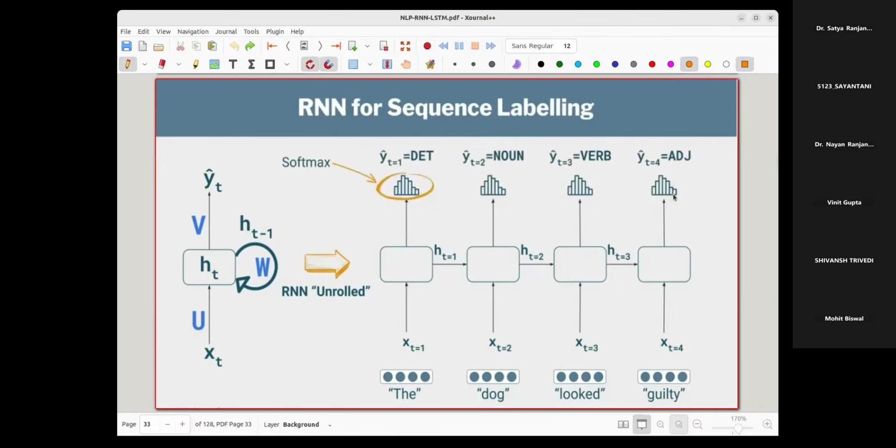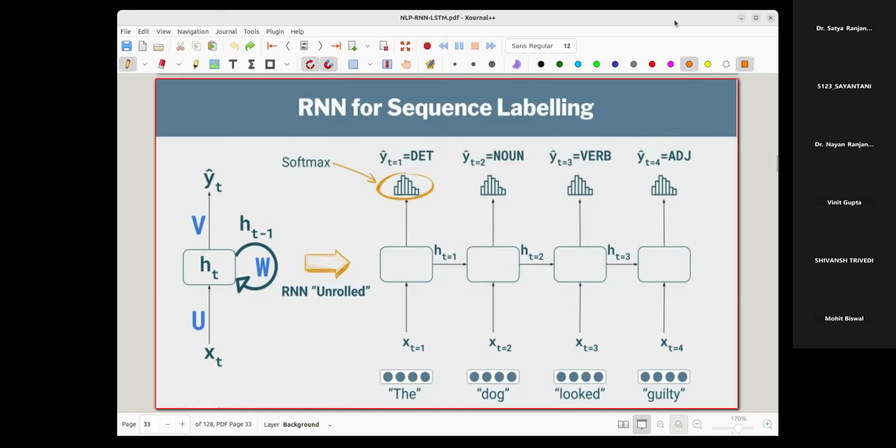And a sequence to sequence problem, for example, if you are going to do POS tagging, the problem is a sentence is given, that is "the dog looked guilty", and for each word we need the part of speech, whether it is a noun, verb, adjective or a determiner.